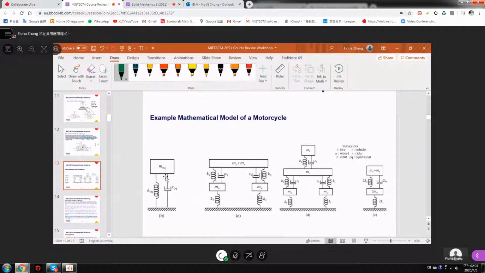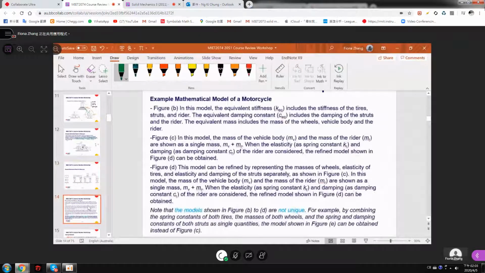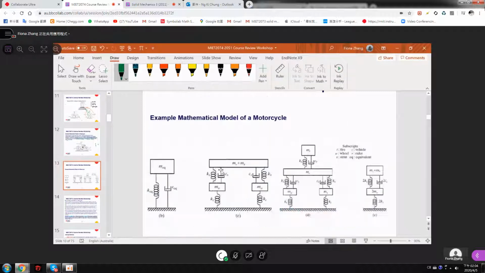Right, you can see this is a simple model, but it might be too simple. So here it develops a more accurate or more complex model in figure C. So here in this model, you have two masses. Okay, so we have a vehicle body MV and the mass of the rider MR, shown as a single mass, MV plus MR. Okay, so here is still a single mass, MV and MR.